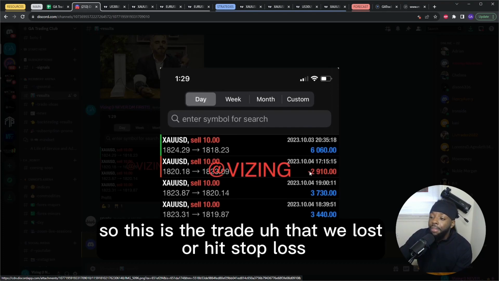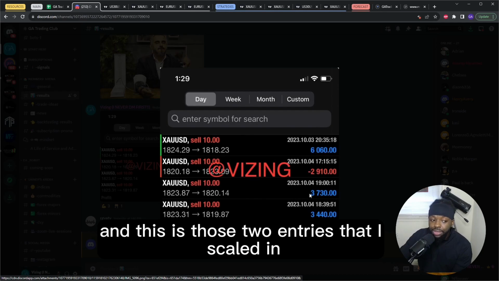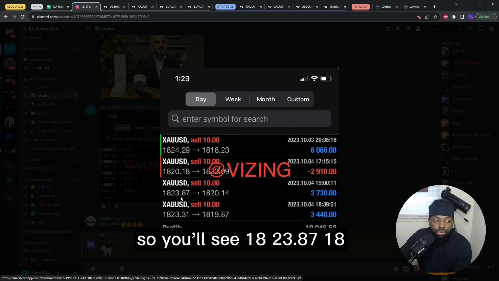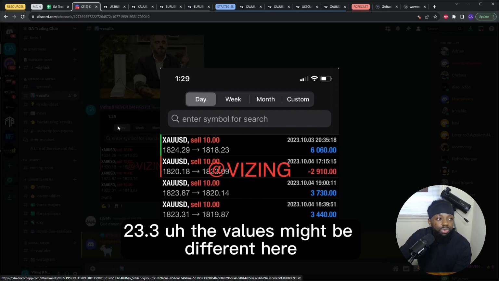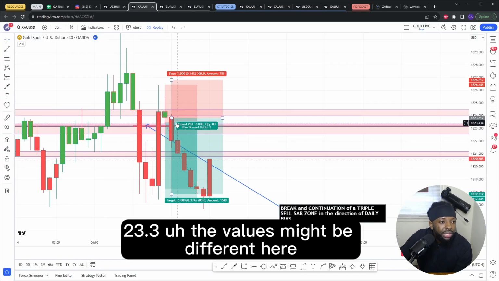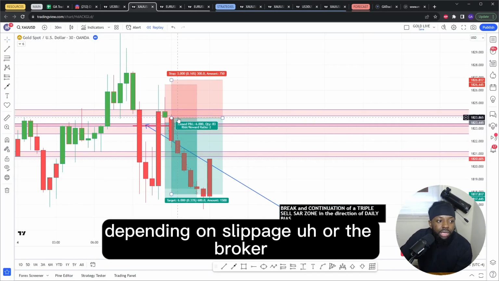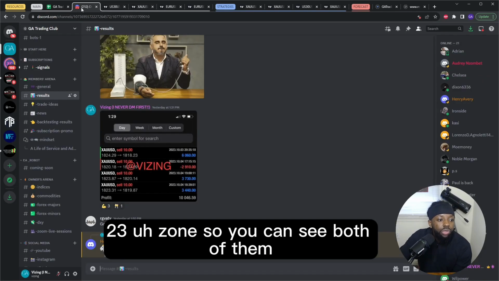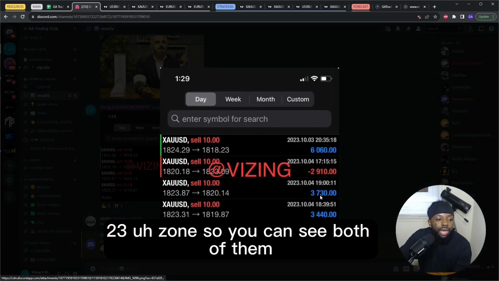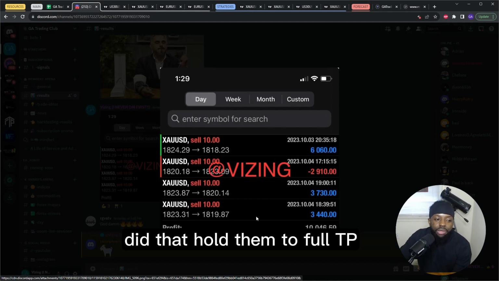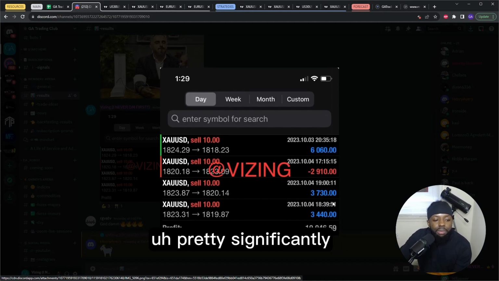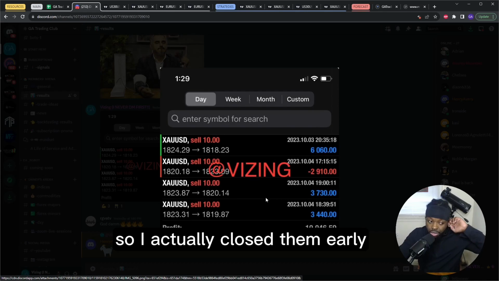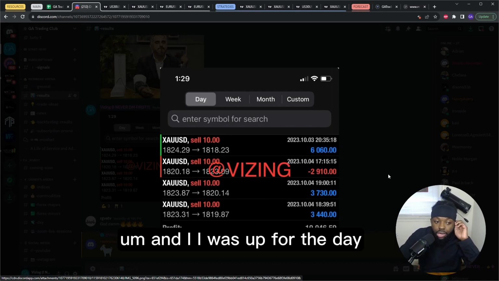So this is the trade that we lost or hit stop loss, and these are those 2 entries that I scaled in. So you'll see 1823.87, 1823.3. The values might be different here depending on slippage or the broker, but it was around that 1823 zone. So you can see both of them. I did not hold them to full TP because I was already up pretty significantly, so I closed them early, and I was up for the day.